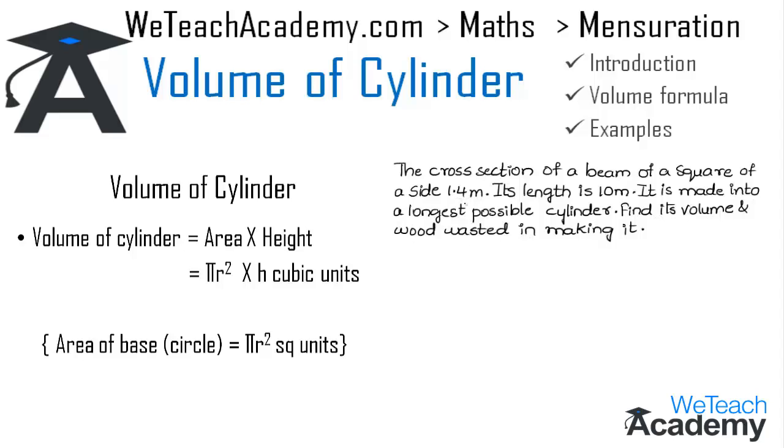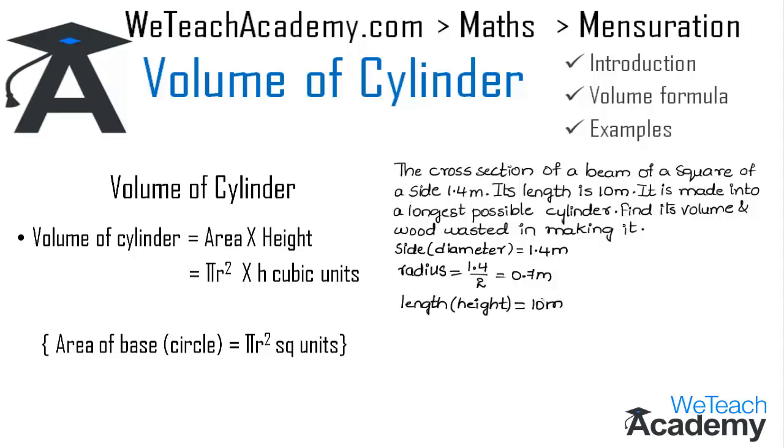Here we are given the side of a square, which becomes the diameter, which is equal to 1.4 meters, and then radius will be equal to half of diameter. So we get here 1.4 divided by 2, which is equal to 0.7 meters as the radius. And then the given length, which will be the height of the cylinder, will be equal to 10 meters. And then it is made into the longest possible cylinder.